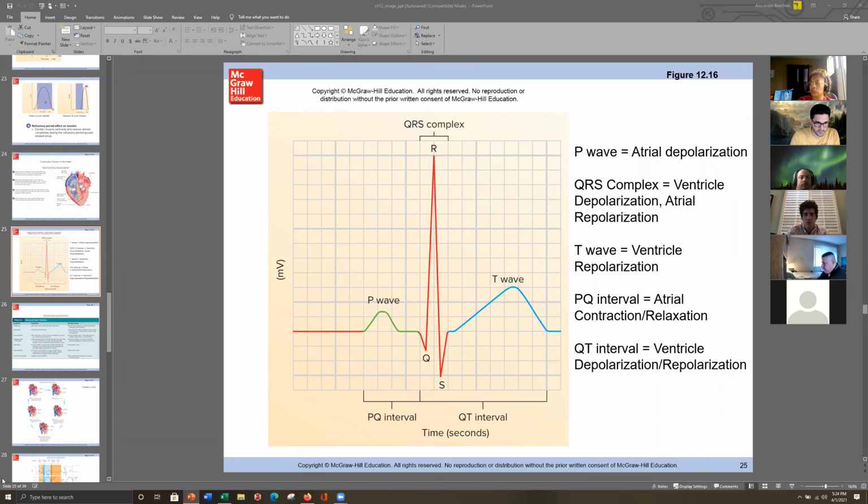So depolarization is contraction of that particular chamber. And then repolarization is relaxation. So they essentially mean the same thing. So the P wave represents atrial depolarization. So this is where the atria are contracting and forcing blood into the ventricles. So they are actively pumping blood into those chambers.